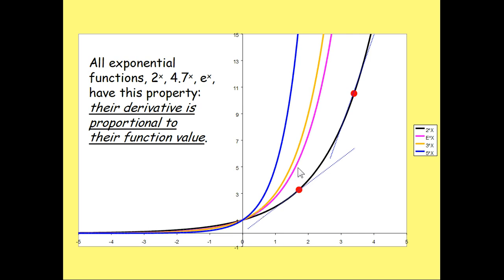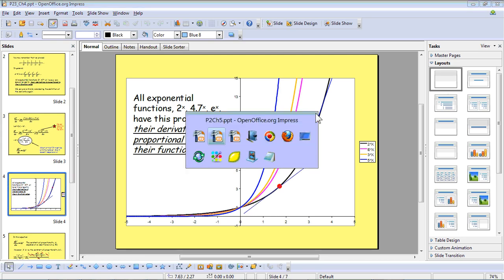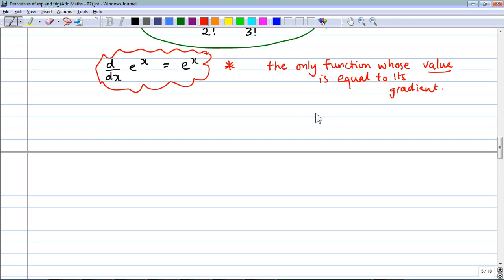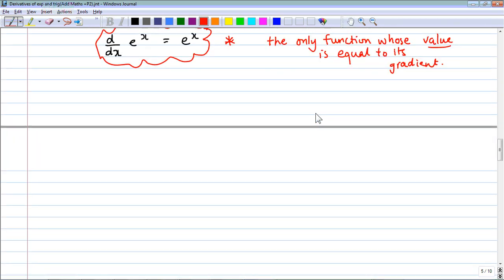So the gradient is proportional to the function value, but moreover, for the special case e to the x, the gradient is actually equal to the function value. So if, for example, we look at the number 9 here, and I go across to this point on the pink curve, which is e to the x, the gradient at that point will actually be equal to 9. And as I said before, it's the only function which has that property. So it's a very, very special function, e to the x. It's the only function whose value is equal to its gradient. So that's our next result, and there's only one more result we need before we can start doing examples.